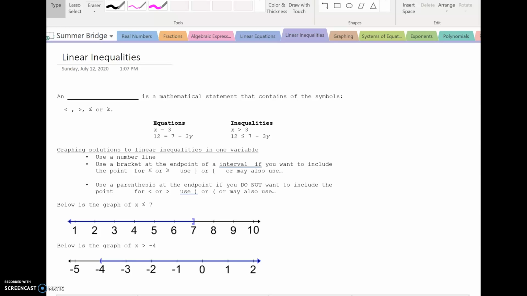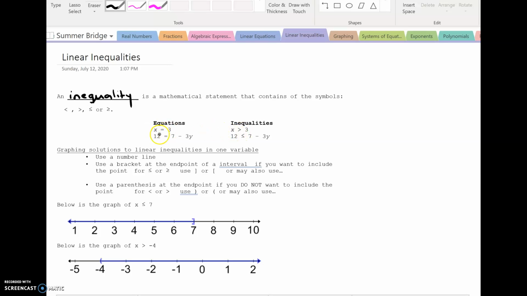So basically, an inequality is a mathematical statement that contains the symbols that are pretty much less than, greater than, less than or equal to, or greater than or equal to. Now, I do have an example of equations versus inequalities.